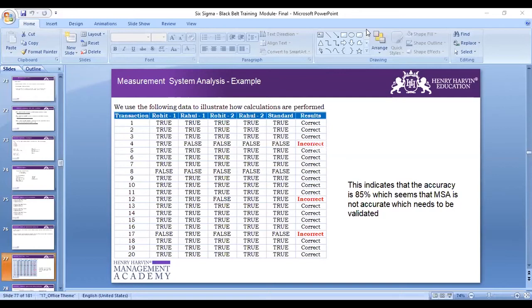Yes, absolutely, appraiser would be 3. Maybe I have said it wrong, but yes. So appraiser is the number of operators that we have. If I add Bhanu here, so Rohit, Rahul and Bhanu, the number of appraisers would be 3, but the number of trials remains 2, because everybody is doing it twice. Got it. So trial means how many times one operator has done it.